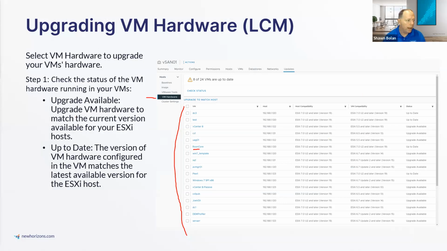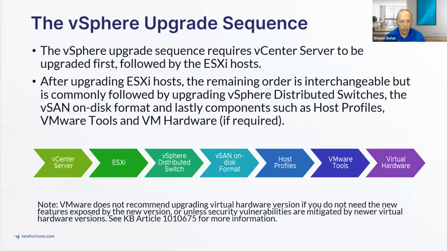Now, if we go back and take a look at the overall upgrade or update sequence that I had up earlier, we started off with vCenter, then our ESXi hosts. Again, I didn't spend much time talking about all the middle components because that would take forever. But again, your virtual switch versions, your vSAN components, host profiles, things like that, those can be done quite literally at any time, in any order.